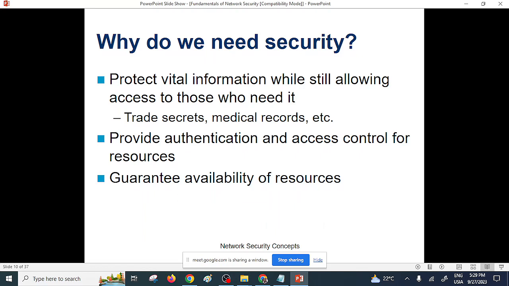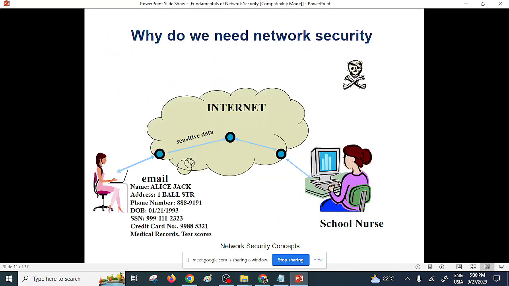Provide authentication, authorization, all that, right? Access control. We have different ways of handling these. Use of passwords, implementing firewalls. If you have a router, you can have the access control list to allow some traffic and to eliminate some traffic, and of course guarantee availability of resources. So we go back to the CIA: confidentiality, integrity, and availability.